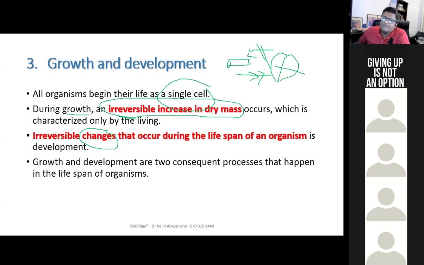Irreversible changes that occur during the lifespan. So we call it organ development. Brain development. The brain acquires certain functions which are not reversible. Organs acquire certain functions which are not reversible. So that's it.